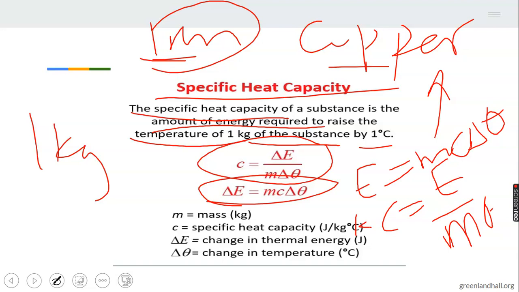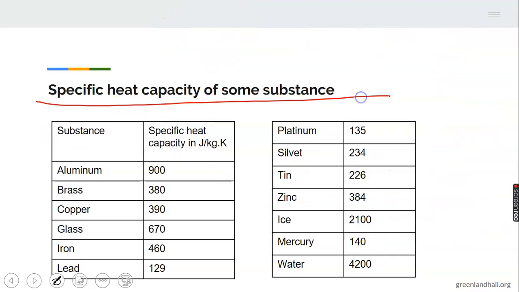Recall that last time we talked about how to convert from Kelvin to degrees Celsius and from degrees Celsius to Kelvin. Now, ΔE is the change in thermal energy, or change in the quantity of heat supplied to that substance. And Δθ is the change in temperature measured in degrees Celsius or Kelvin, as the case may be. Now, here are some substances with their specific heat capacity.